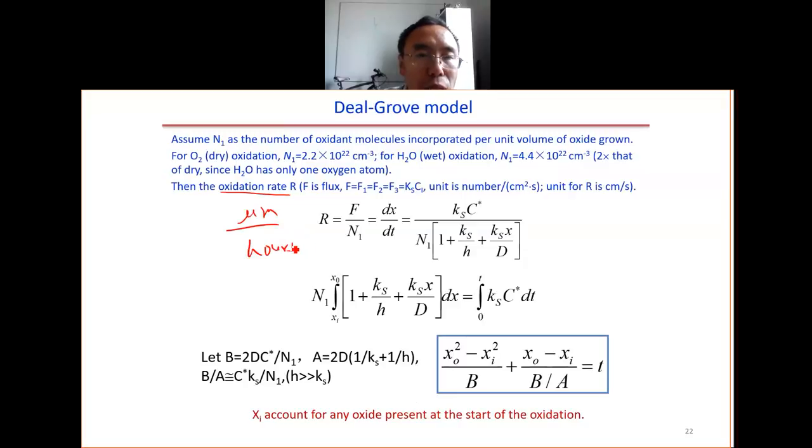So this is what we know. How many micrometer per hour? And then we need to know the N1 value. So N1 is the number of oxidant molecules incorporated per unit volume of oxide growth. For the dry oxidation, for O2, this is O2, this is also O2. But this number is given by 2.2 times 10 to the power 22. So we need this number of silicon oxide molecules per volume, then we need the same number for the oxygen, because this is O2, but this is also O2. But this number, we have seen it before.